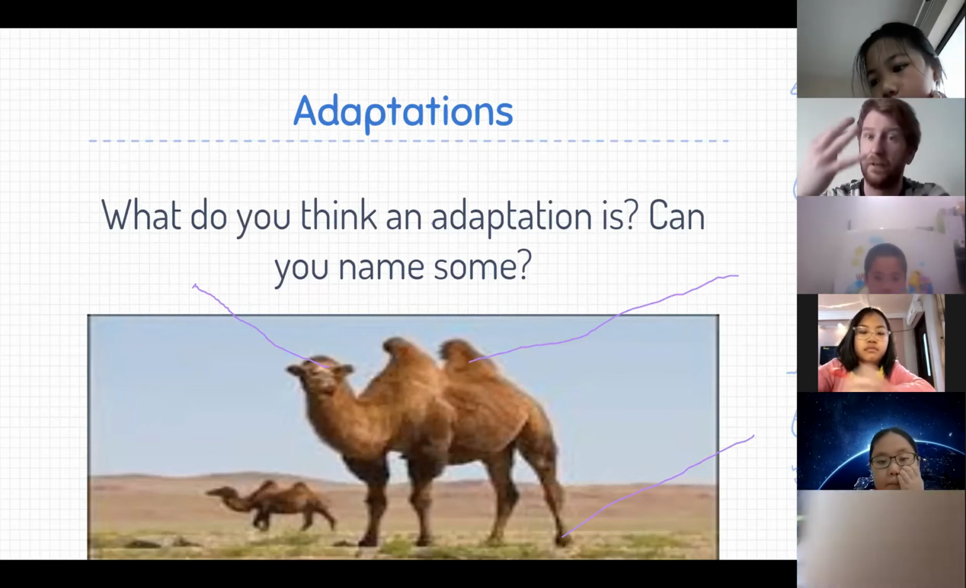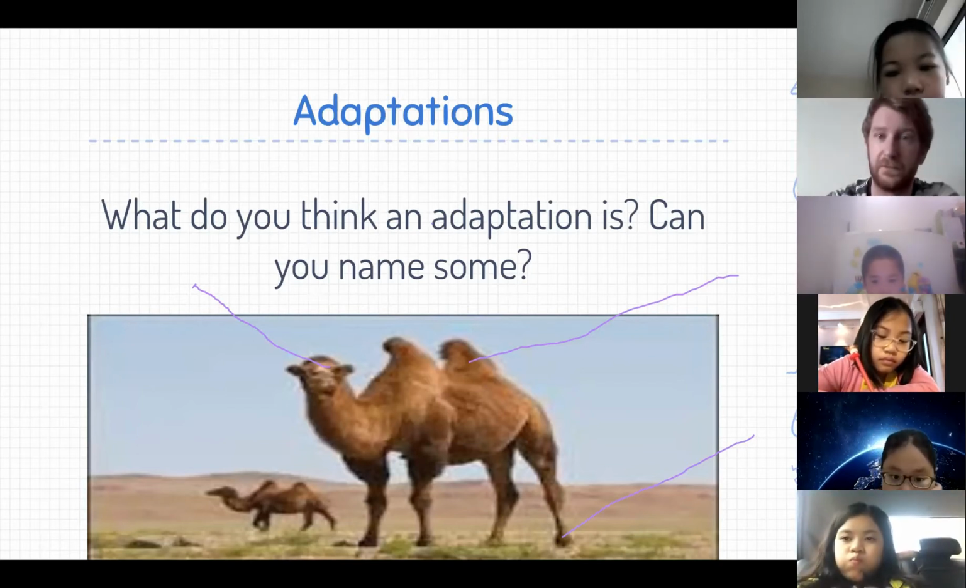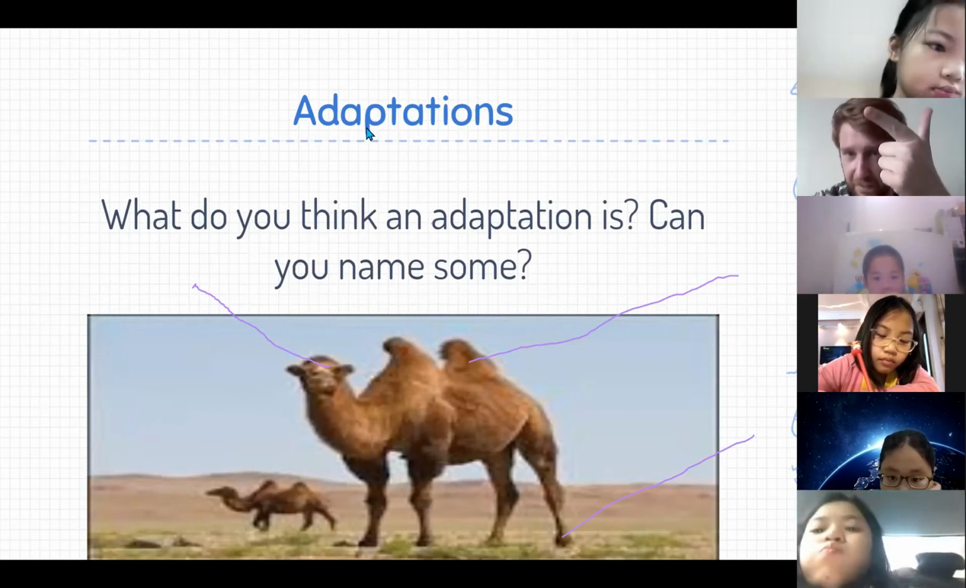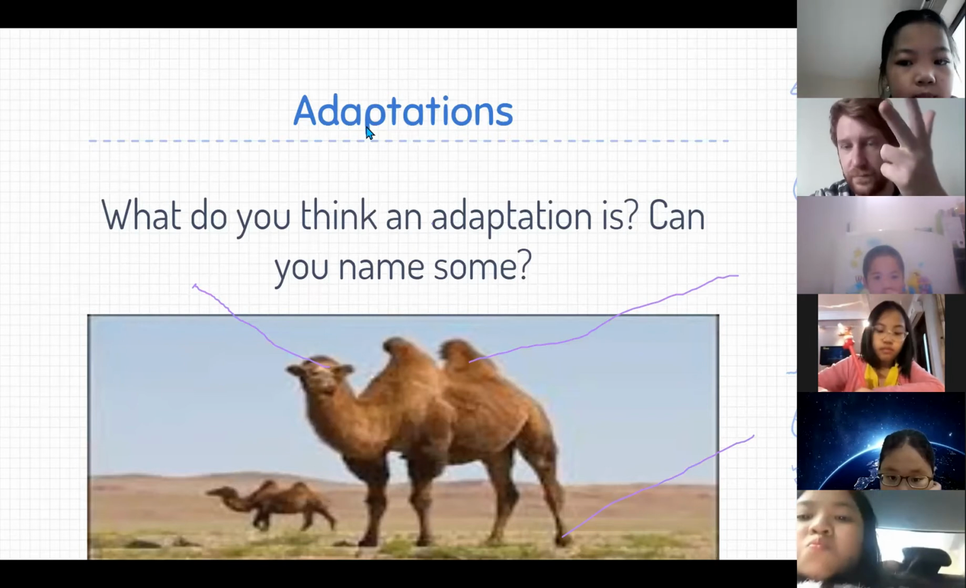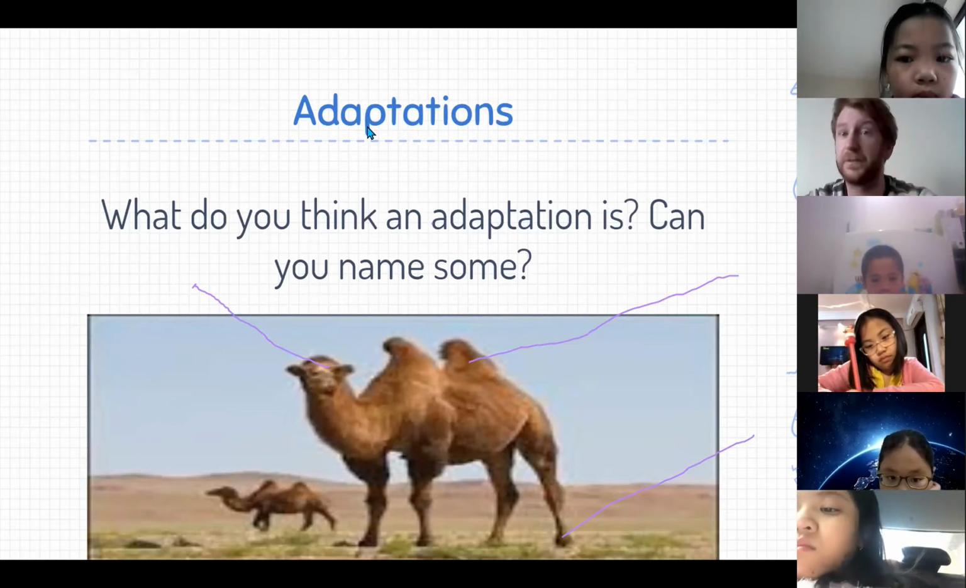So there are three specific camel adaptations that are specific to its environment. Long eyelashes to keep sand out of its eyes, flat feet so it can actually walk on the sand, and stored water and fats so it can survive for long times in the heat and make sure it doesn't die. These are all adaptations for a camel.